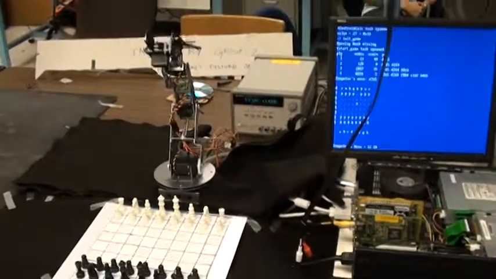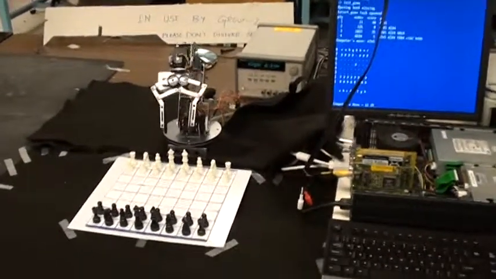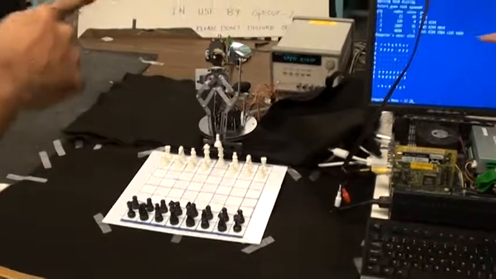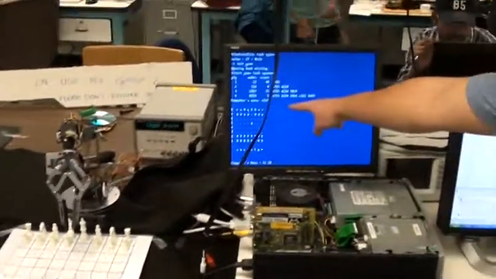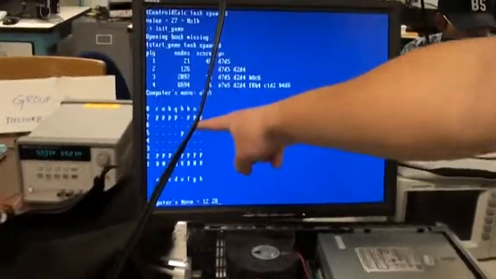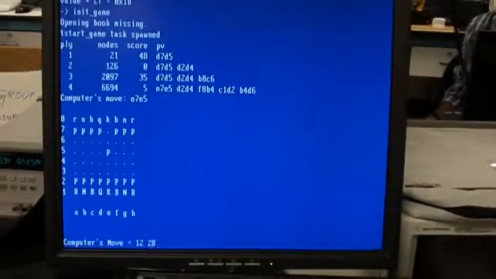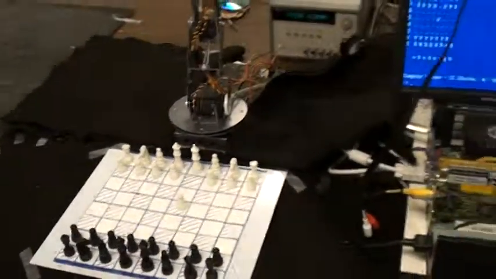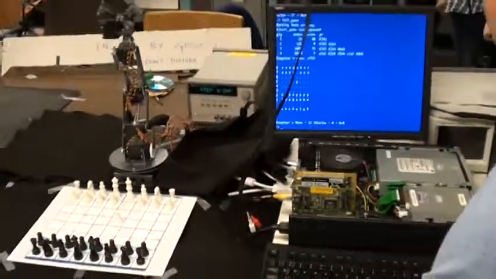So now the robot starts first, and it will make its first move. Here you can see the game state updated on this screen. You can see he's moved his pawn 2 spaces, and you can look at the board and see that the pawn was moved those same spaces.